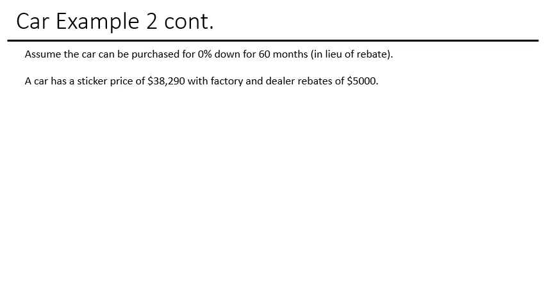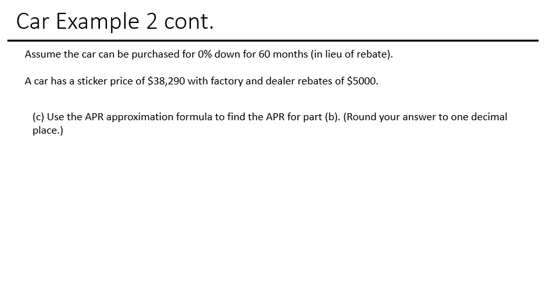So now we're going to look at part C. Part C says to use the APR approximation formula to find the APR for part B, round your answer to 1 decimal place. So again, remember I told you they trick you. Well, here again, this time they want 1 decimal place, okay? So APR approximation formula, I gave you that formula at the beginning of the slides. So here's the APR approximation formula.